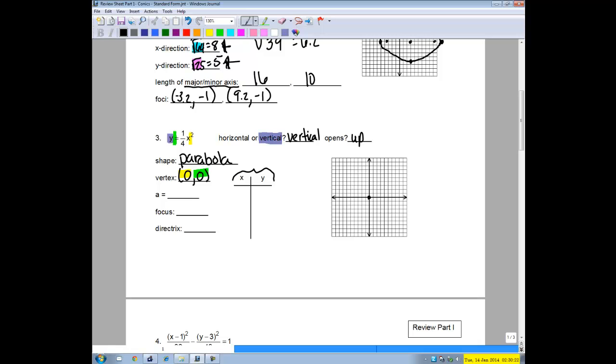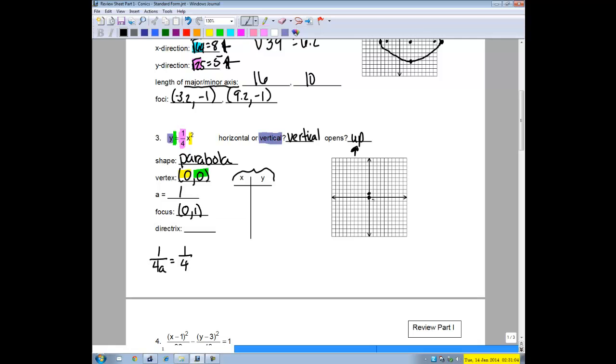Your a is found from this fraction right here. So whatever this fraction is, what you do is you say 1 over 4a is equal to that fraction. So 1/4. Well, what do I multiply 4 by to get 4? 1. And then you use this a to find your focus. So you're going to go up 1, in the direction that it opens. So up 1. So in this case, my focus is at 0, 1.